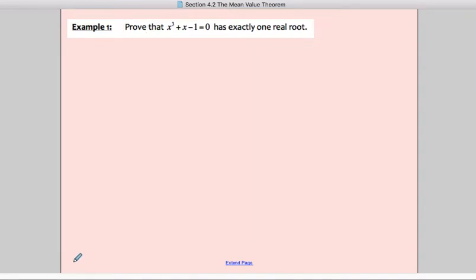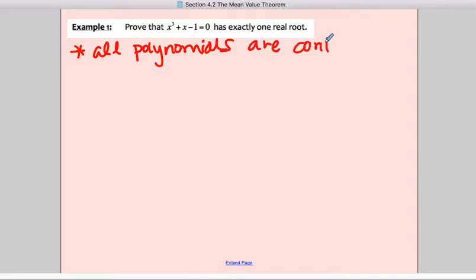So first things first, in order to use either theorem, it has to be continuous. Do you guys agree that this polynomial is continuous? It's a cubic, so yes, and it's a polynomial, so all polynomials are continuous. Now here's the deal with this one. We don't have a closed interval, but we are going to find one. We can make it up. So we are going to make a closed interval, okay? We're going to use the intermediate value theorem ideas to find an interval.